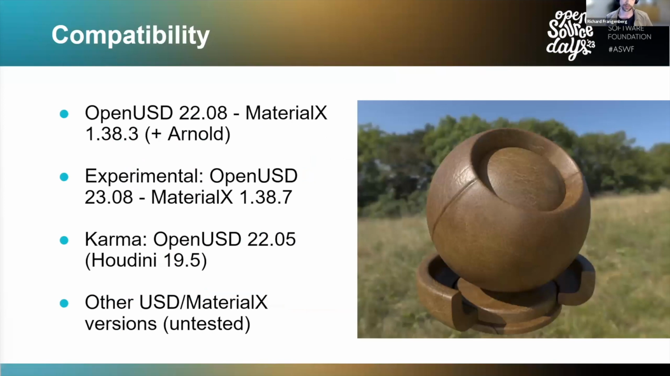We were developing mostly with USD 22.08 and the MaterialX version that came with it by default. And we are also providing some pre-built Arnold binaries, so it basically comes out of the box with a production renderer. We already experimented with the latest USD version, which works very well in Quilts, but we still need to test a bit more to see which Hydra delegates are compatible with this version yet. It's also possible to run Quilts in a Houdini environment, which allows us then to use SideFX's Karma and other Hydra delegates which are available in this environment. And as already mentioned, you can use other USD and MaterialX versions, but this is untested at the moment.